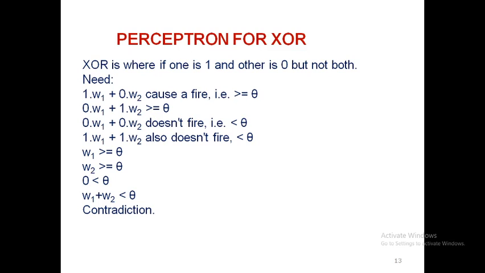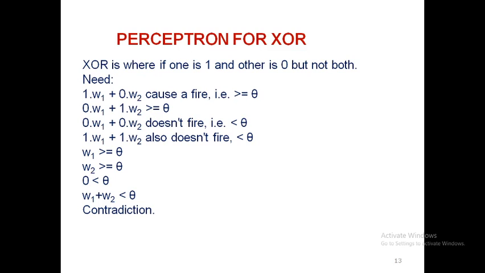For 0,0 and 1,1, your output will be 0 only. When both the inputs are different, that is either 0,1 or 1,0, then your output will be 1. So that's what it tells. In that case, what does it mean? If you take the weights as W1 and W2 for the corresponding inputs 0,0; 0,1; 1,0; 1,1, in which case will it fire? When both the inputs are opposite. In that case it will fire: 1,0 and 0,1.